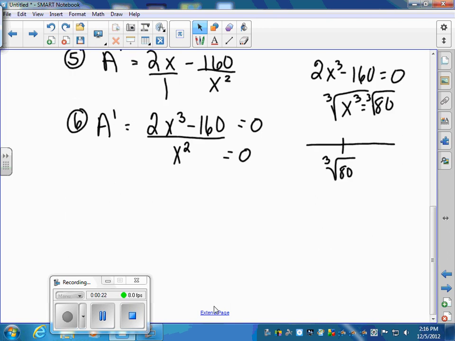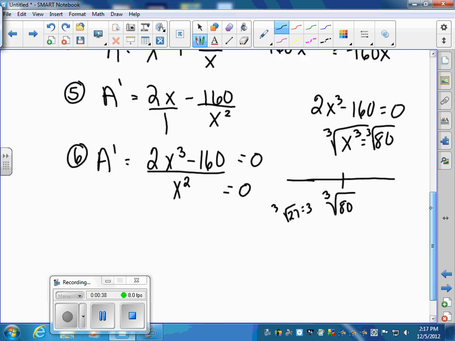I'm going to use the cube root of 80 and think of some numbers that I know that are bigger and smaller than that. Again, if I have to, I can leave them in cube root form. A number that's less than the cube root of 80 would be the cube root of 27, but that would be 3. Now I can go back and substitute 3 into my derivative.